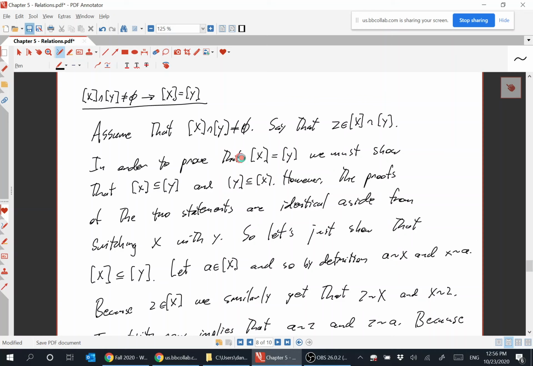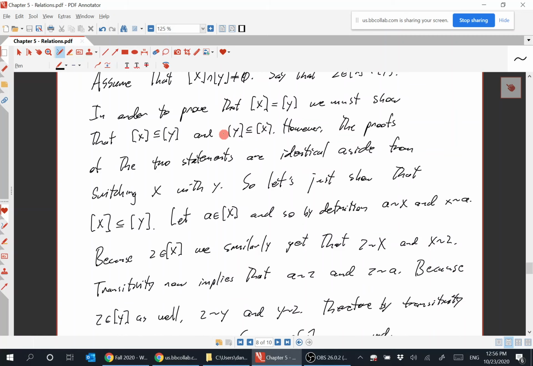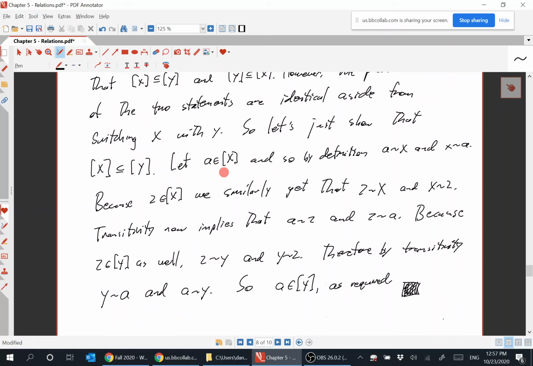So in order to prove that bracket X is equal to bracket Y, we have to show that bracket X is a subset of bracket Y and bracket Y is a subset of bracket X, but those are the same proofs. So we'll just show that bracket X is a subset of bracket Y. In order to show this, you have to take an element of the left-hand set and show that it's in the right-hand set. Now the real part of the proof begins. Let A be in bracket X. By definition, that means A is related to X, and by symmetry, X is related to A.